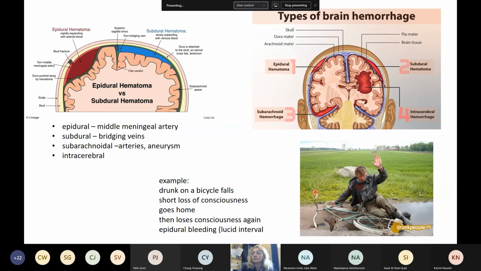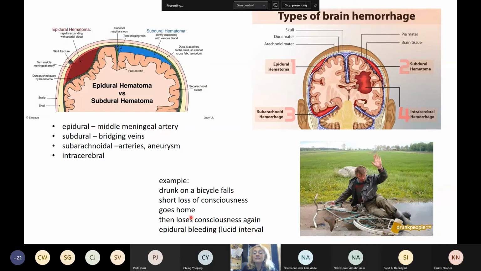They fall. So this guy fell, short consciousness loss, and then later they regain consciousness, they go home, and then they collapse again and lose consciousness again. And then it turns out that he had epidural bleeding. It's especially misleading in drunk or drugged people because you don't know if they are unconscious because they just drank too much or because they have an epidural bleeding. And he wouldn't remember that he fell and hit his head.